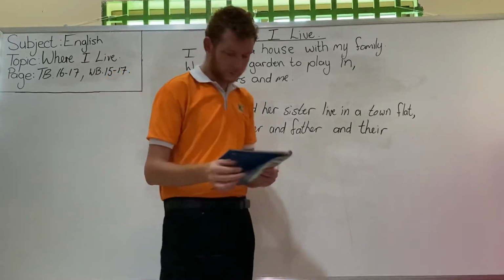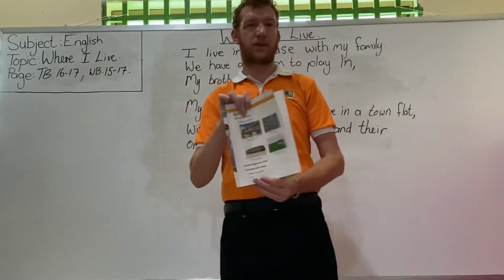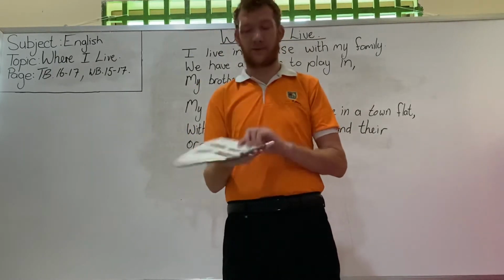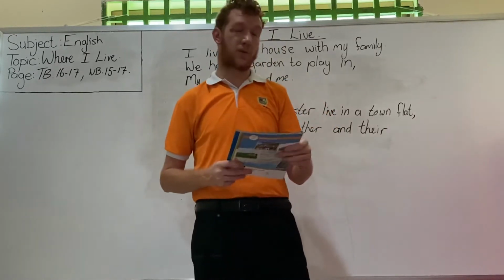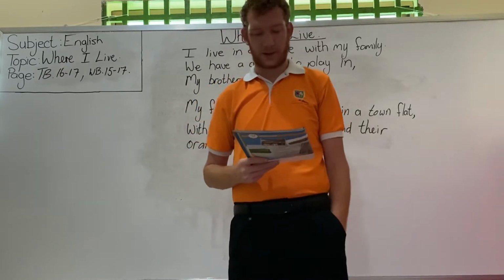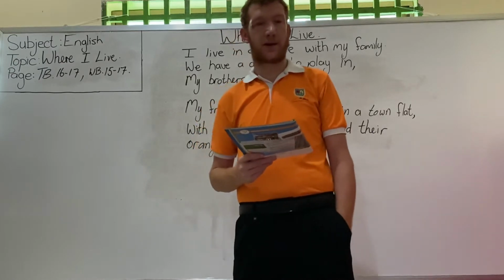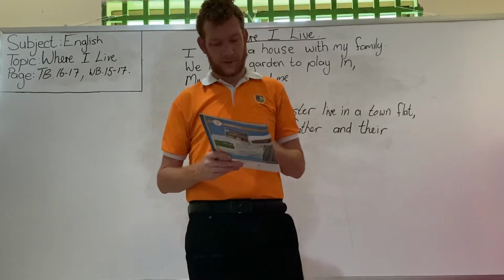Okay. Now if you go to page number 17, we will see they identify 4 different places that people can live. The question is, where do you live? First one is, I live in a house. Second one, I live in a flat. Third one, I live on a boat. And the last one, I live on a farm.